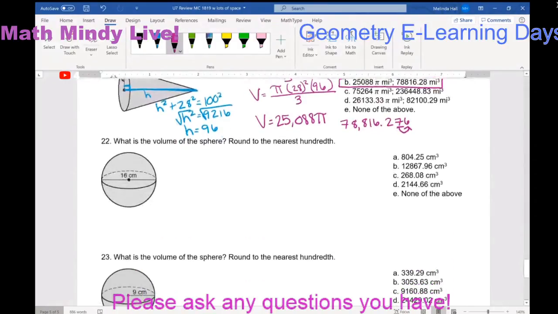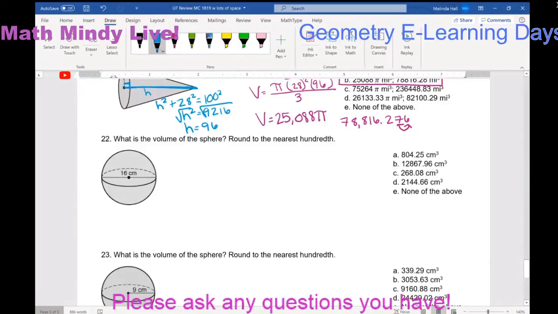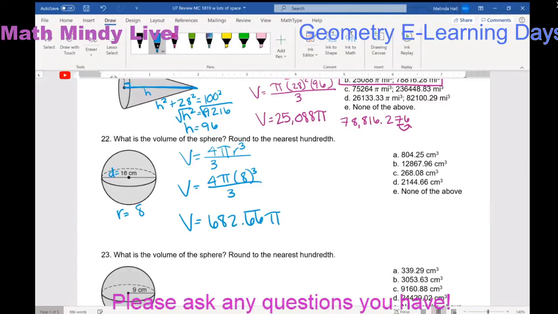So for 22, the volume of this sphere, we are going to have 4 over 3 times pi r cubed. Since this 16 is a diameter, my radius would be 16 divided by 2, so that would just be 8. Then I have 4 times pi times 8 cubed, all divided by 3. Then you pull out that handy dandy calculator. 8 cubed times 4 divided by 3 gives us 682.66 repeating pi. Oh, wait. Yes, I did divide by 3. Times pi.